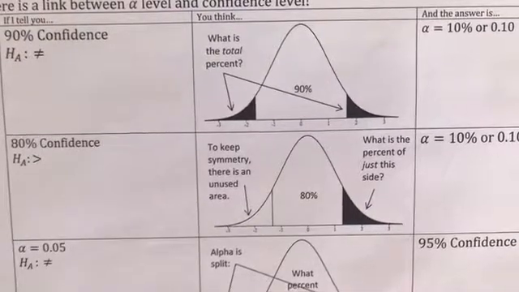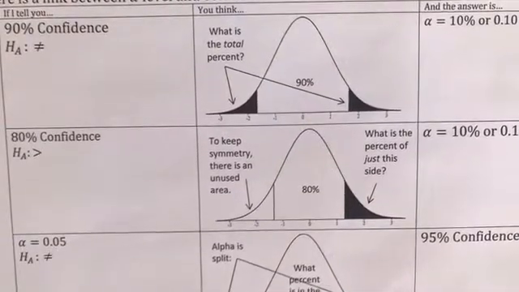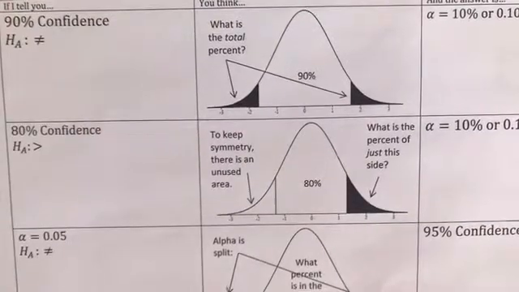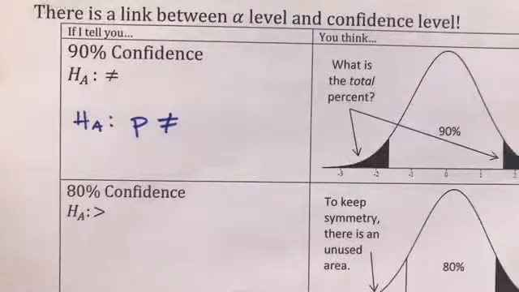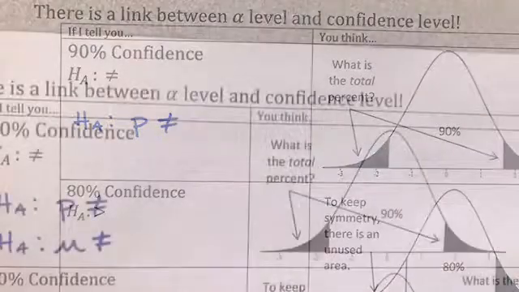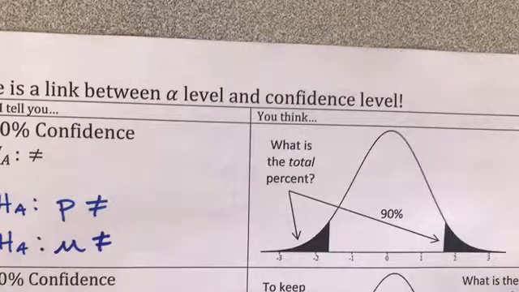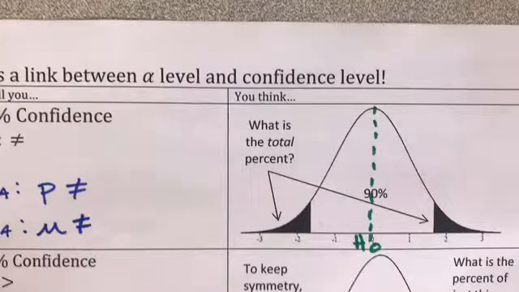We're going to connect confidence intervals and significance tests and see how the diagrams can help us compare the two, and how alpha level is connected to significance level. So with a 90% confidence, we're going to connect this to an alternate hypothesis using does not equal. So either the proportion does not equal or mu does not equal.